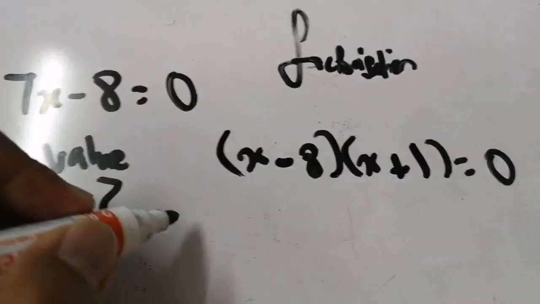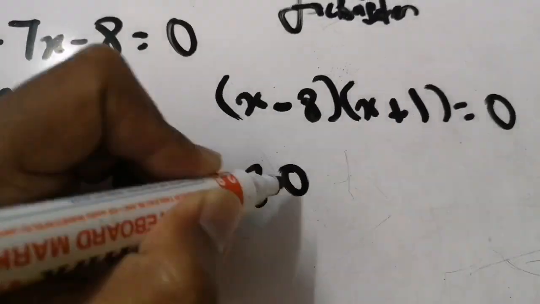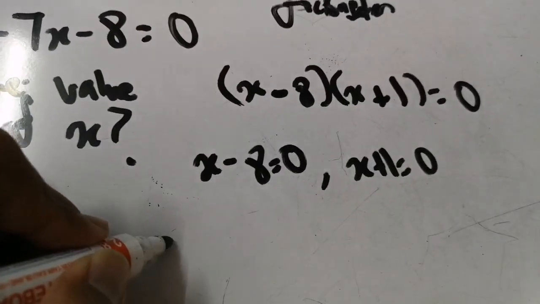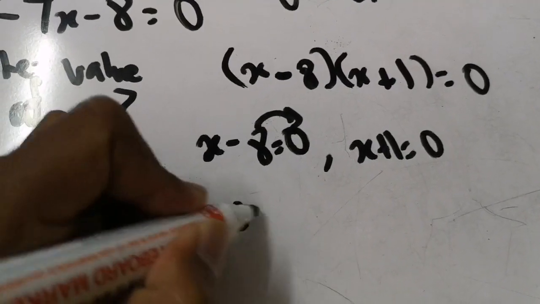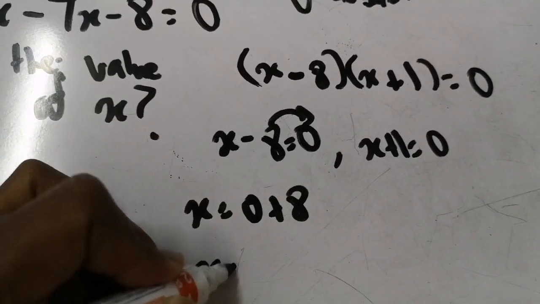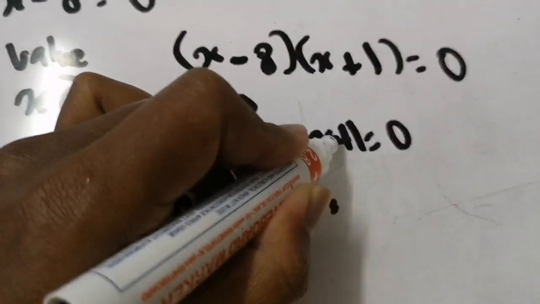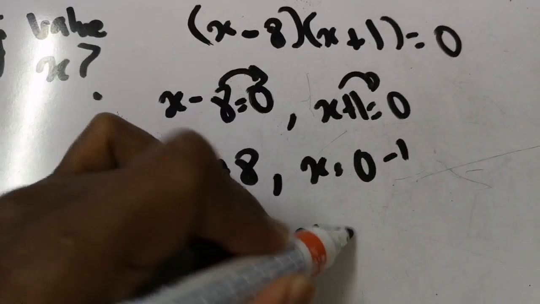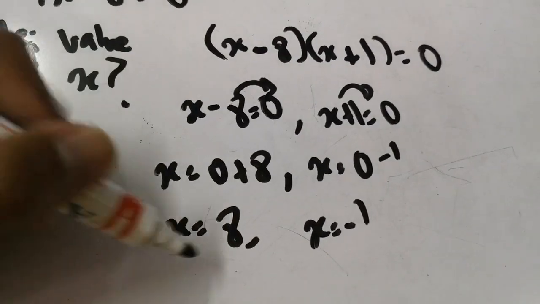After we finish here, we separate it once again. x minus 8 equals 0, and x plus 1 equals 0. Then cross it over: x equals 0 plus 8, so x is 8. And here, crossing over, x equals 0 minus 1, so x is negative 1. So the answers are x equals 8 and x equals negative 1.